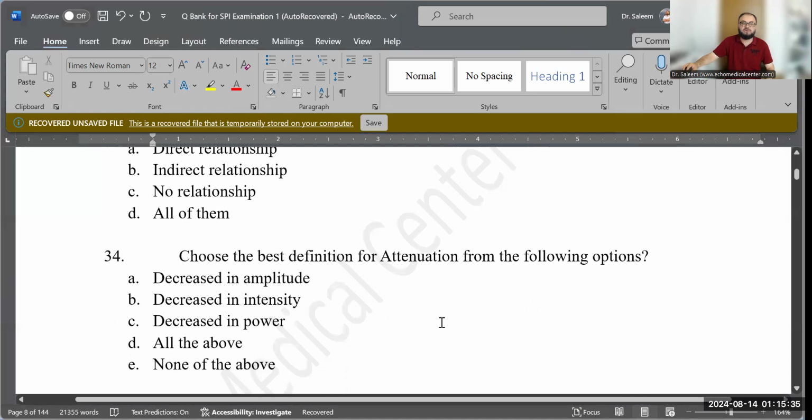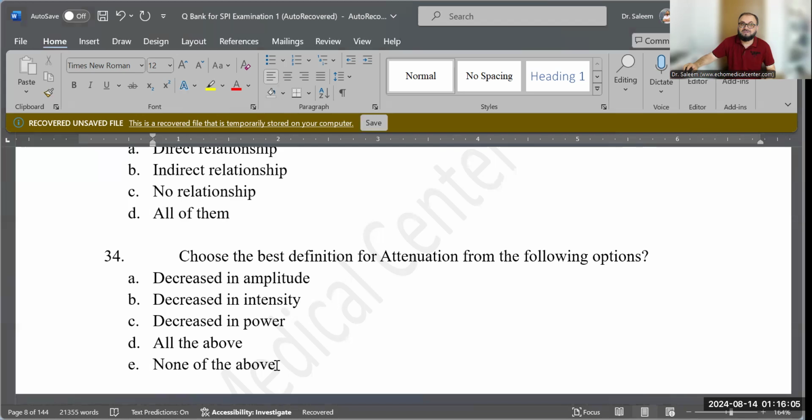Okay. Question number 34. Let's see what it says. Choose the best definition for attenuation from the following options. So we give you the options. What do you think? Which one is more suitable? Which one fits the definition of attenuation? Okay, so the answers are: decrease in amplitude, decrease in intensity, decrease of the power, all of the above, none of the above. What do you think?